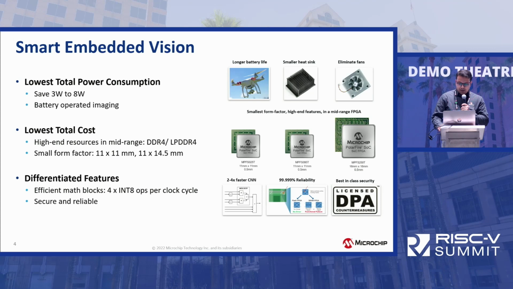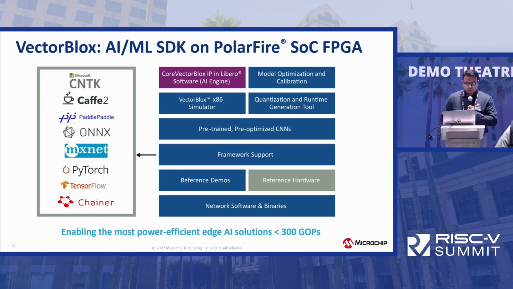Let me go a little bit deeper into what we have on the AI/ML flow. Our AI/ML solution is called the VectorBlox SDK. We enable you to use our SDK. You can port over your own model using our SDK and port the solution over to our FPGA fabric. We support the vast majority of the frameworks available out there, so chances are you're using one of these. You can just download a license for this from our website and port the solution over to the FPGA fabric. In fact, we also have a VectorBlox simulator.